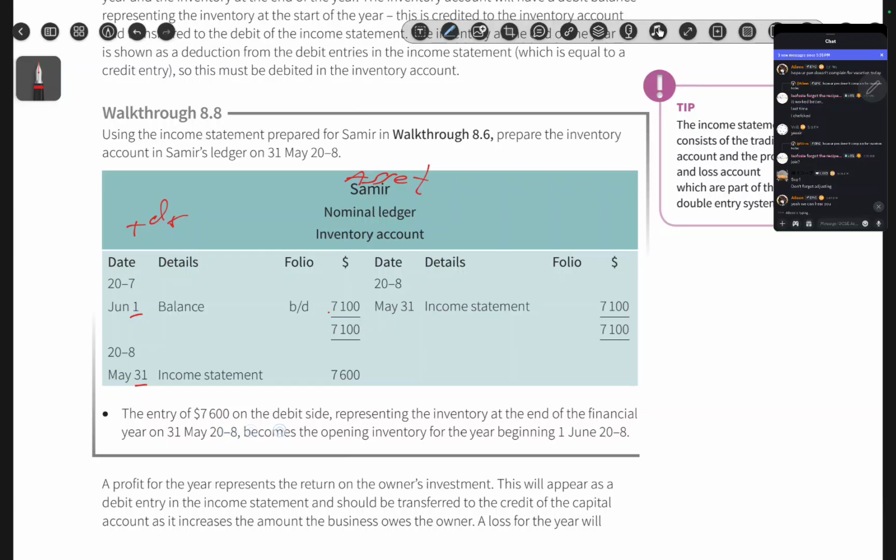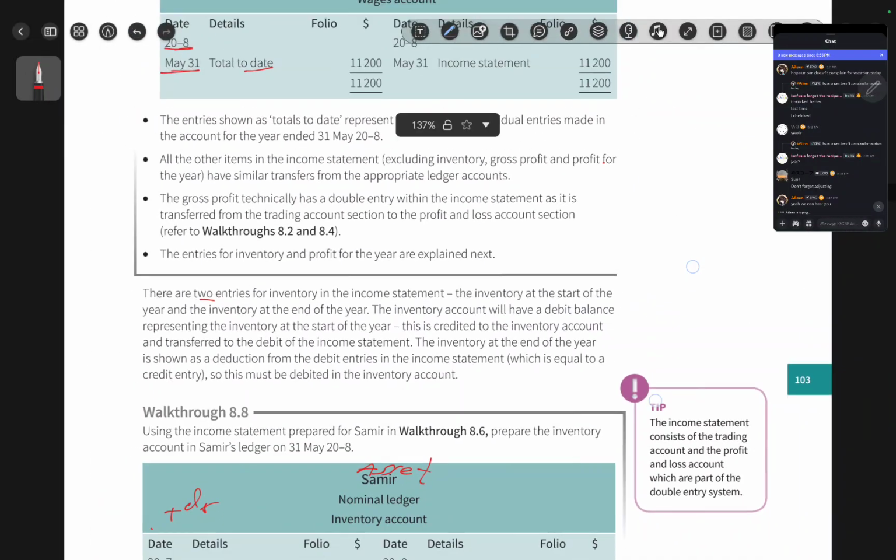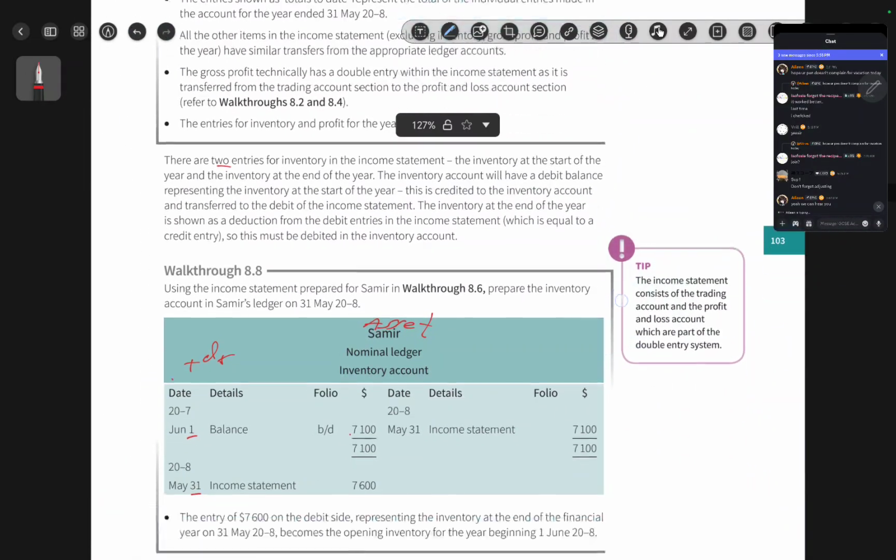The entry of 7,600 debit side representing the inventory at the end of the financial year becomes the opening inventory for the next year. Okay, so you're just going to have some balance BD, balance CD, CD here and then BD here. But I think that's not even necessary. In the exam, you just need to do it till this stage. You just need to know this much. All right, a profit for the, let's not go there right now. Everybody understands inventory account?